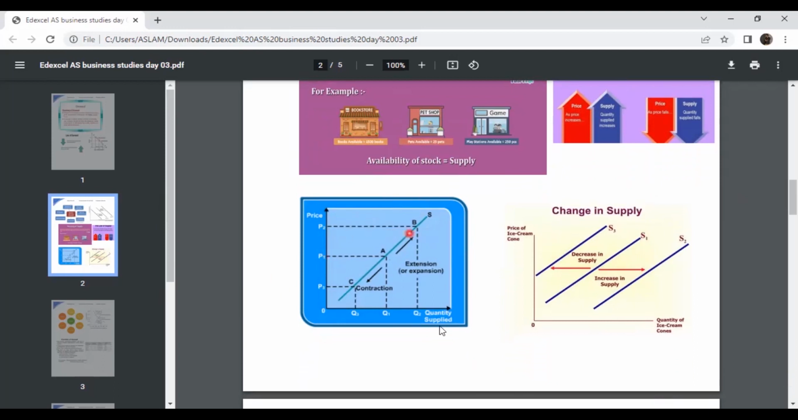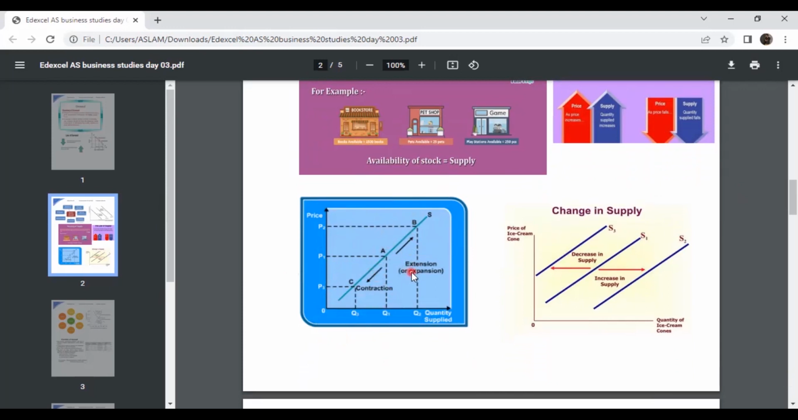So this is what we say: changes in quantity supplied. You can see when your price is increasing, your quantity is also increasing. Then we are saying it as extension or expansion of supply. If your price is decreasing and your quantity is decreasing, then we say it as contraction of supply.